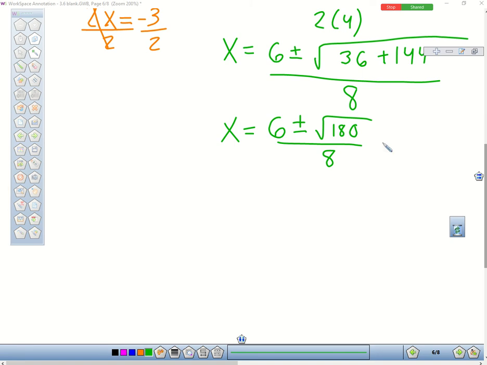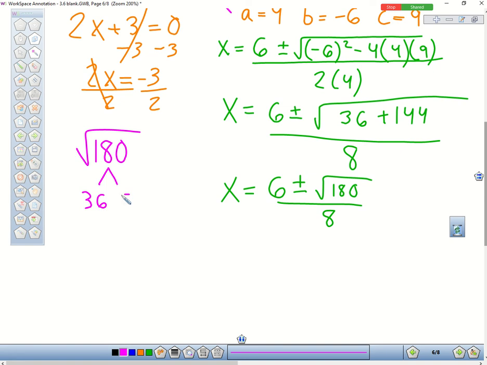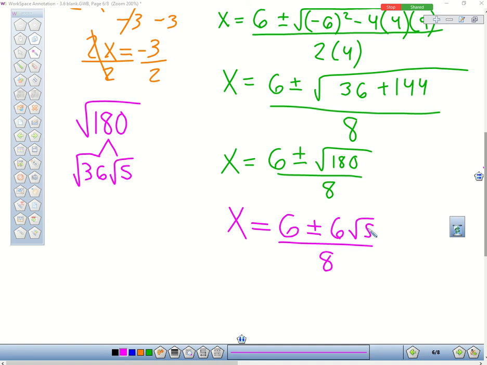So we're going to go off to the side and simplify this square root over here. So the square root of 180, well, I can break that up into 36 and 5. So this simplifies to x equals 6 plus or minus 6 radical 5 over 8. Then from here, we can factor out a 6 in the numerator, right?